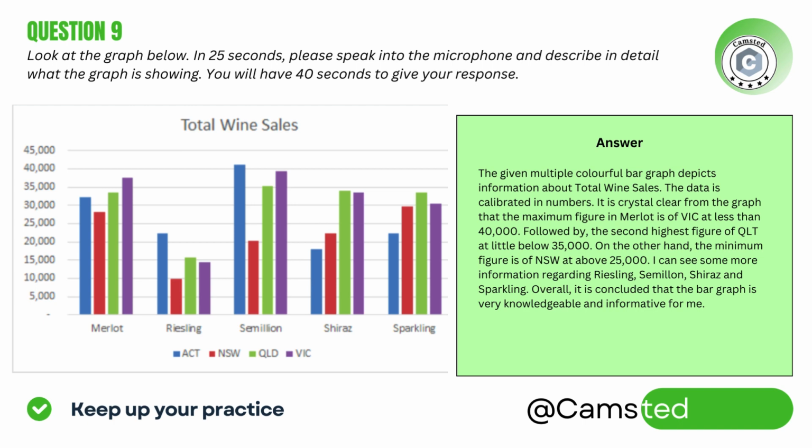On the other hand, the minimum figure is of NSW at above 25,000. I can see some more information regarding Riesling, Semillon, Shiraz, and Sparkling. Overall, it is concluded that the bar graph is very knowledgeable and informative for me.